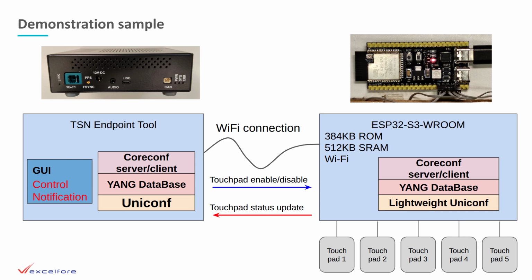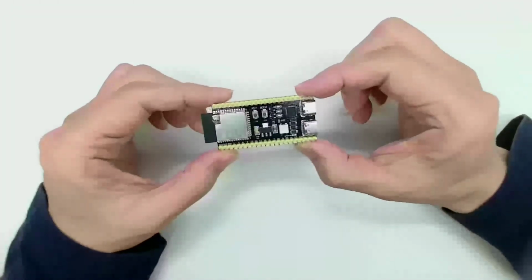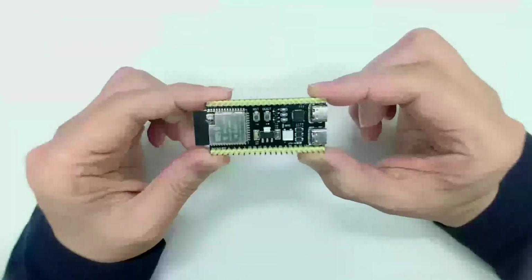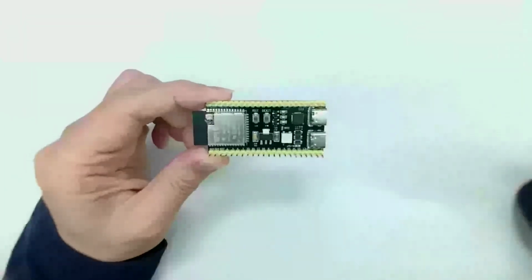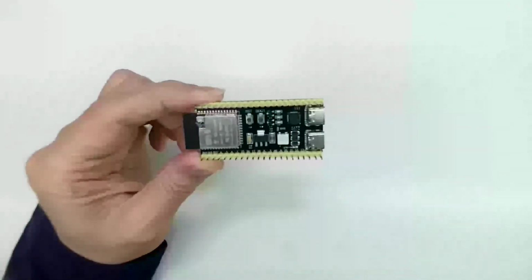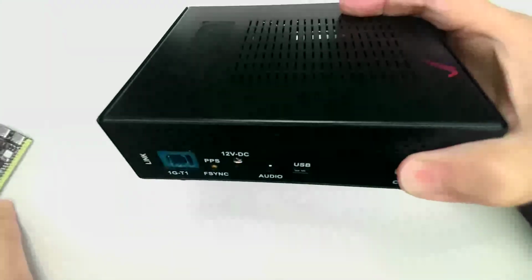I start the demo of controlling an ESP32 microcontroller module with a TSN endpoint. The ESP32 module is a small module like this with a built-in Wi-Fi controller. The TSN endpoint tool is in a small box like this.